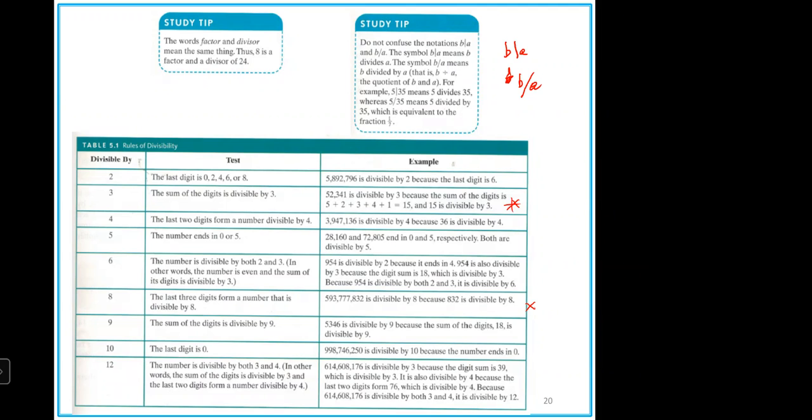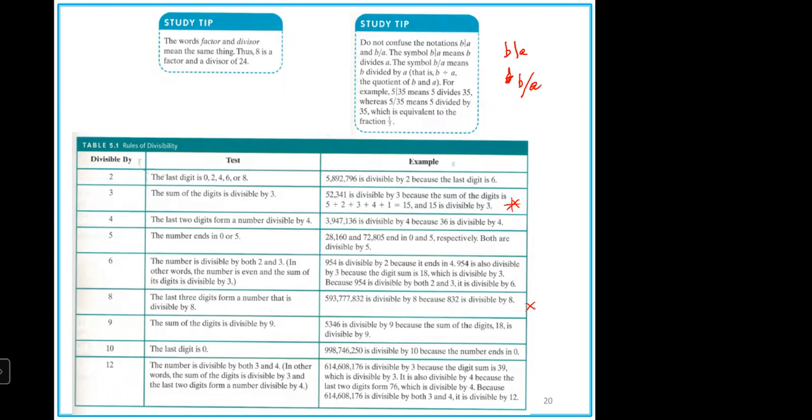And then for 9, what do they use here? Okay, they're saying the sum of the digits is divisible by 9. So it's kind of similar to 3. In the case of 3, we said the sum of the digits is divisible by 3. In the case of 9, the sum of the digits is divisible by 9. So when you add up all the digits, if you get something that's divisible by 9, the entire number is divisible by 9.